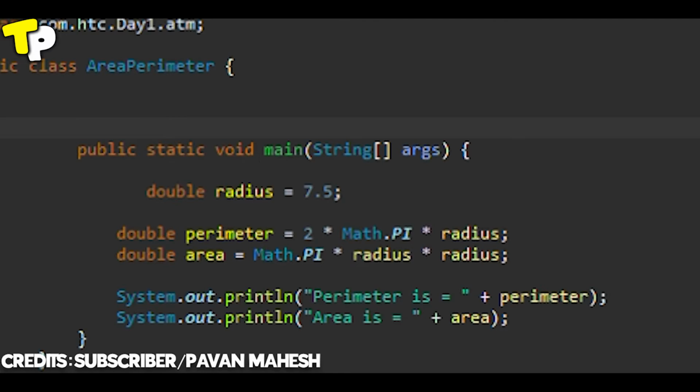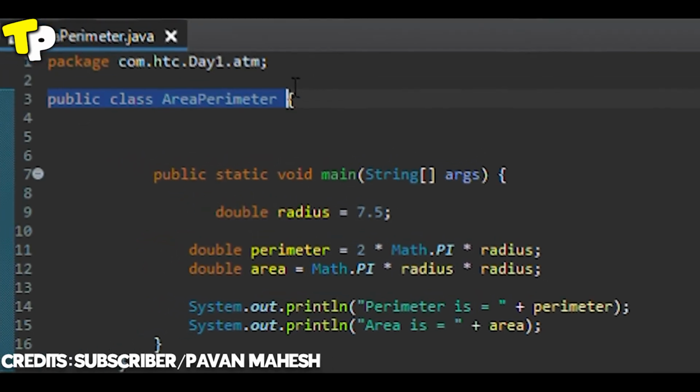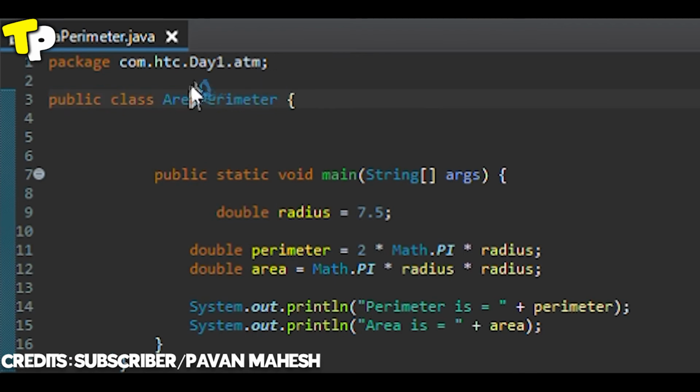Here, I have taken radius, perimeter, area, and I'm coming from the top, where I have declared public class AreaPerimeter. As usual, it has a main method. Because the perimeter and radius will have decimal point values, I have assigned them as double.